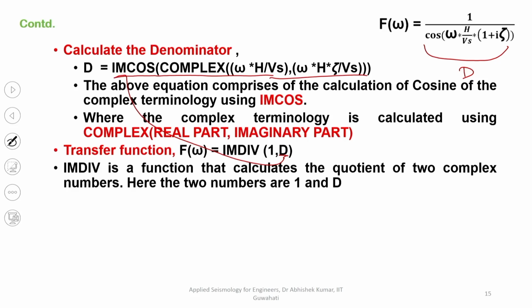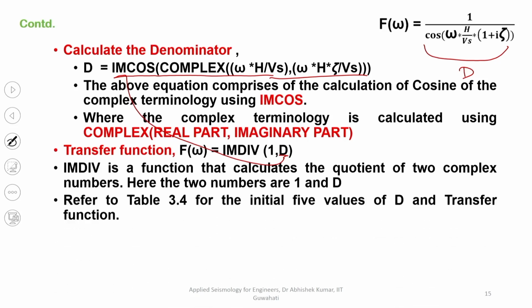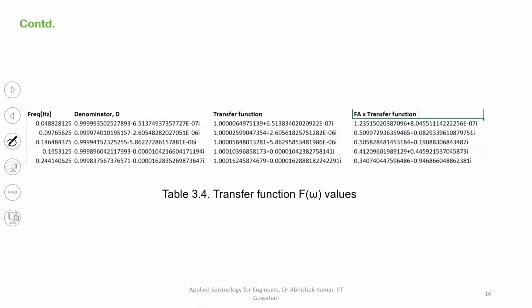Remember, f omega is the transfer function, and we have to find out the amplitude of the transfer function, that will be the amplification factor. So, firstly let us see the value of d, which is given over here corresponding to value of f. Corresponding to this value of f, you can find out omega value, h value is known to us, V s value is known to us, then we can find out how much is the transfer function, damping value is also known to us. So, you can use those functional forms and the function called IMCOS, that is going to give you the value of d. IMDIV of 1 comma d will give you the transfer function.